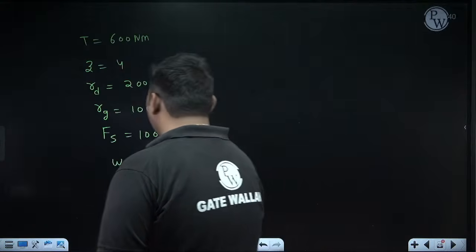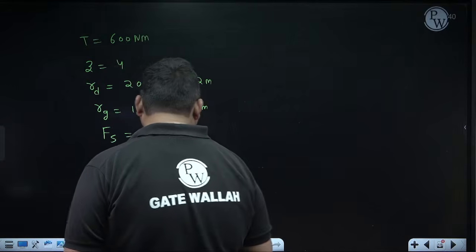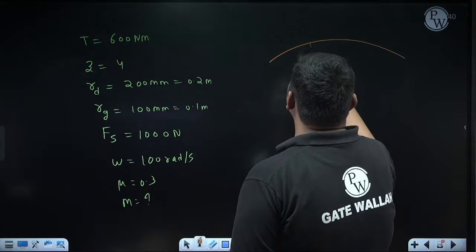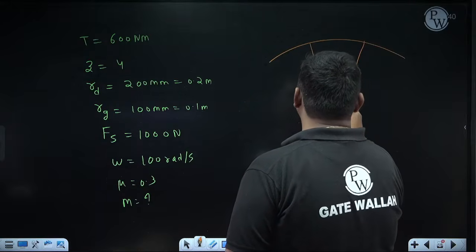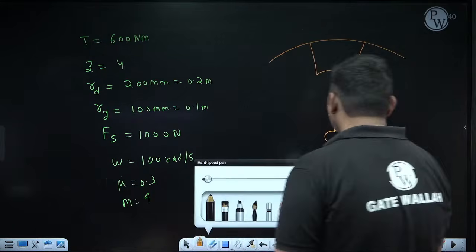Omega, coefficient of friction is mu, which is 0.3. Then the examiner is asking what is the mass of the shoe, which I am denoting as m. Just for understanding, at engaged position, if you draw the FBD of one shoe in a centrifugal clutch, it will be like this. But you can directly remember the formula.